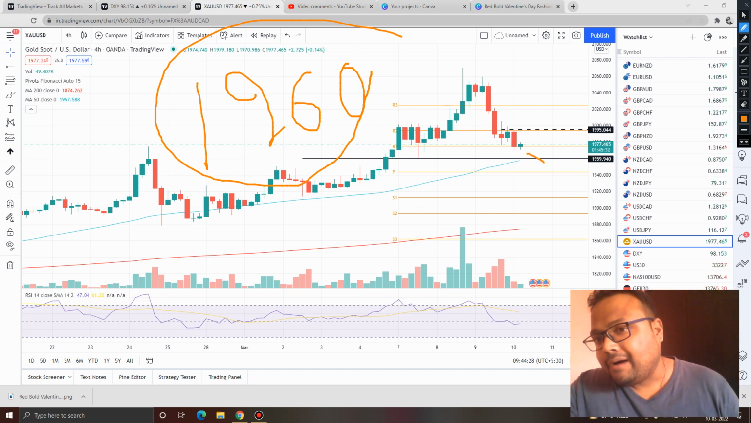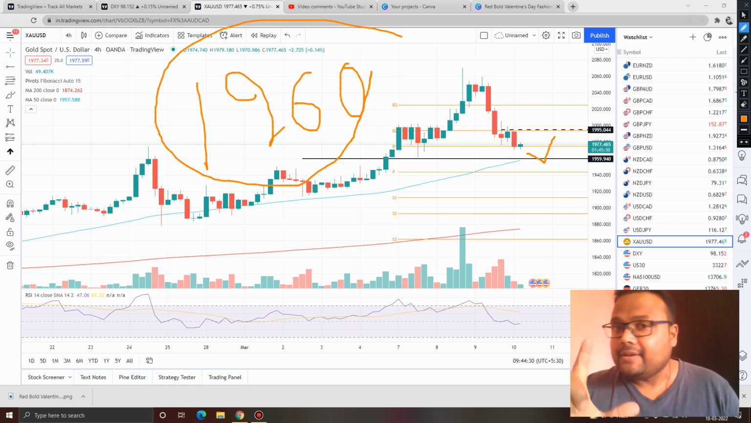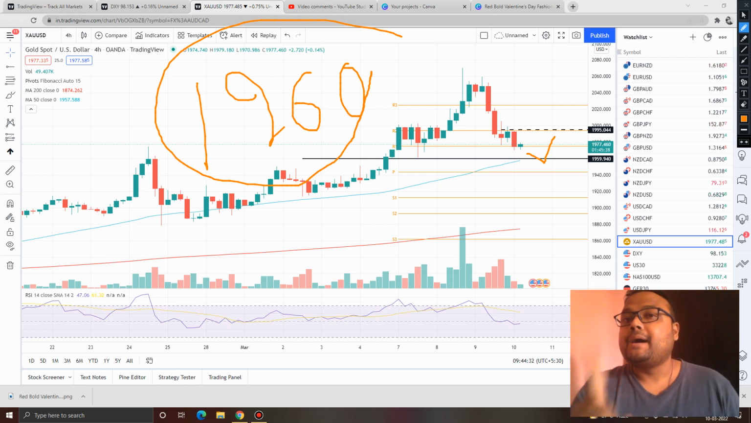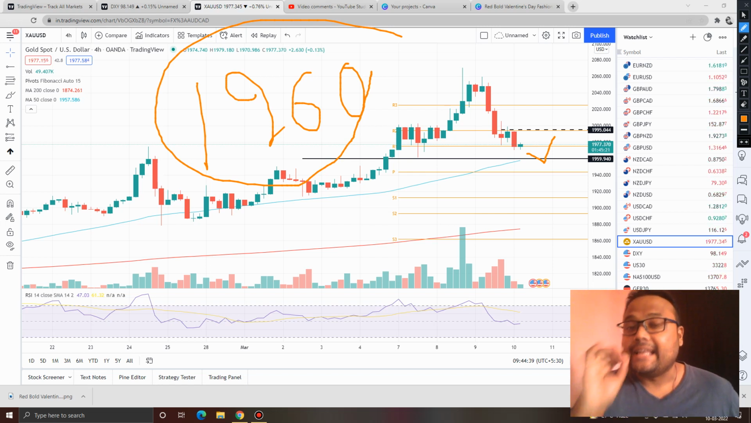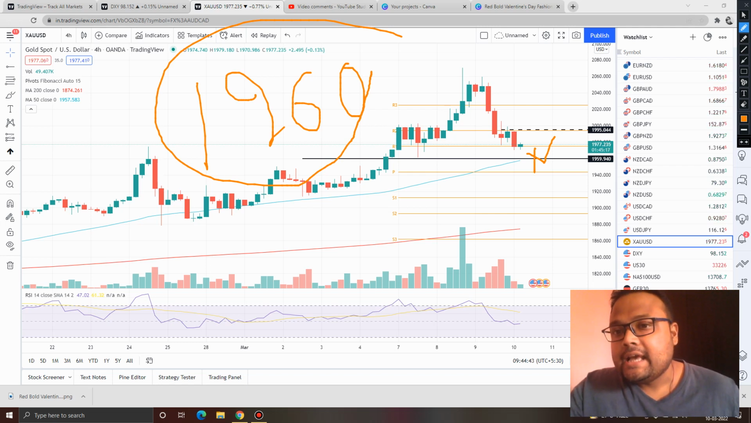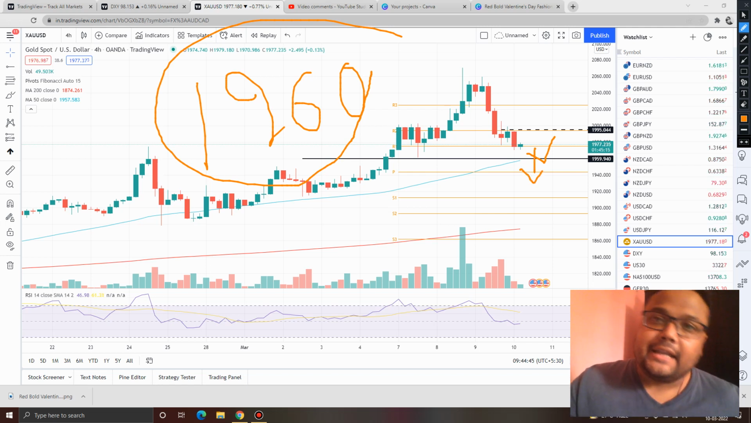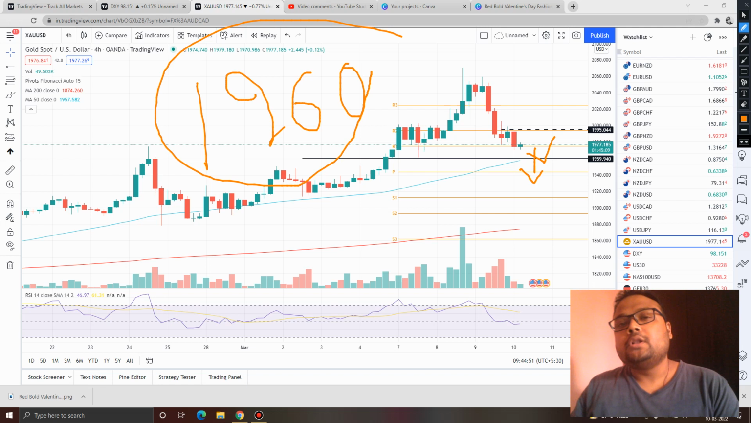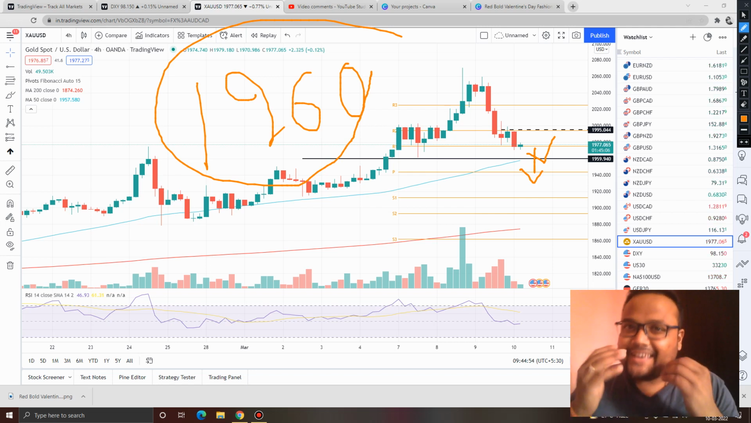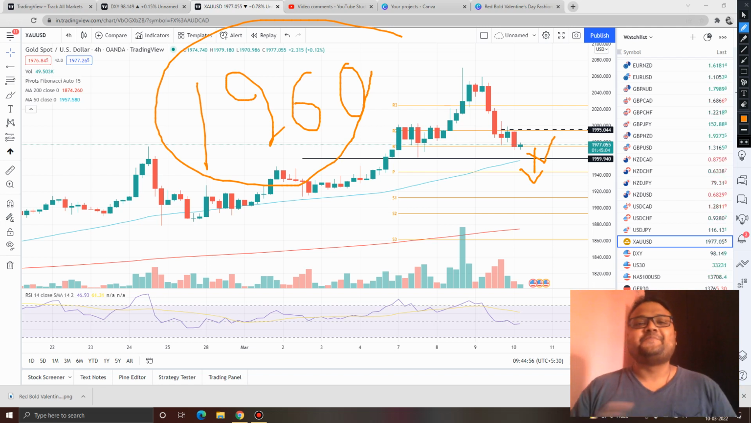If the market bounces from the 1960 level, you can go for a buy. Yes, obviously with stop loss, but you can go for a buy if the market bounces from the 1960 level. But in case the market fails to hold the level of 1960 and breaks it, then it will be very dangerous for gold. You can take a sell position as well. And those who have been holding a gold sell position, at last you can smile.